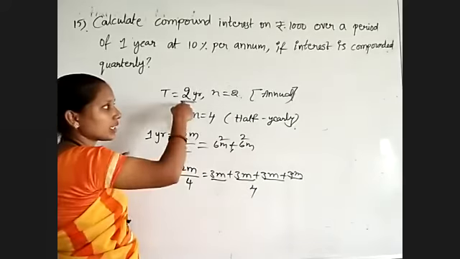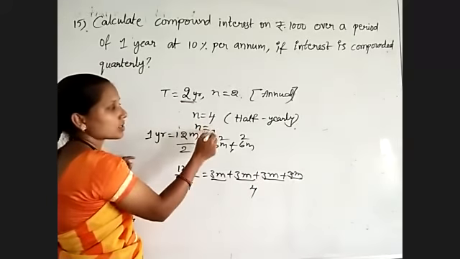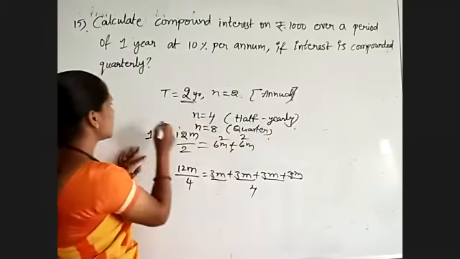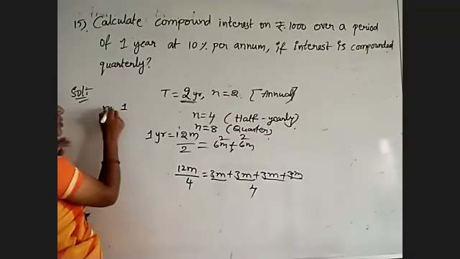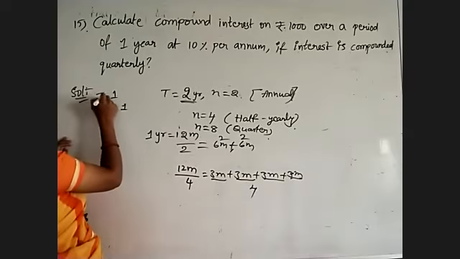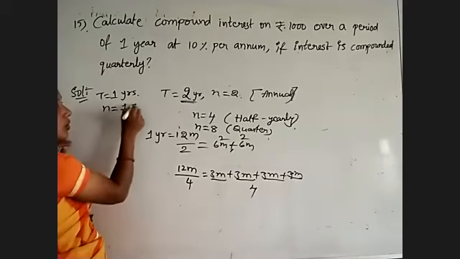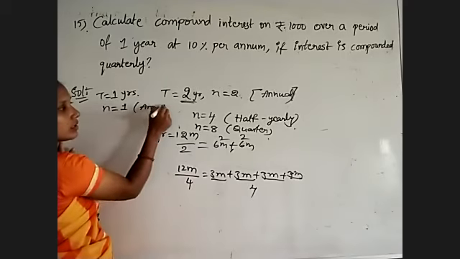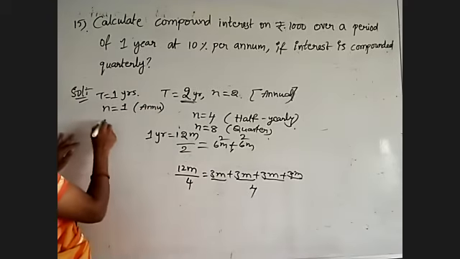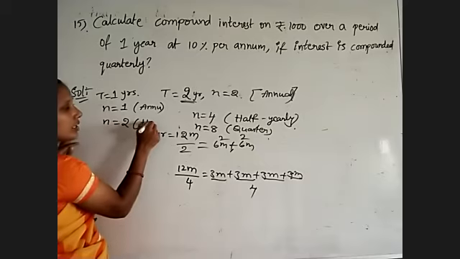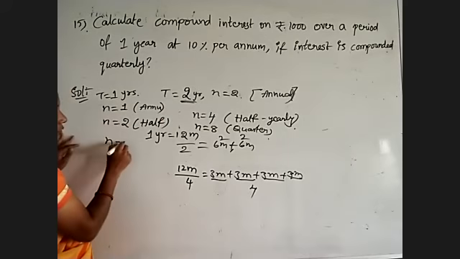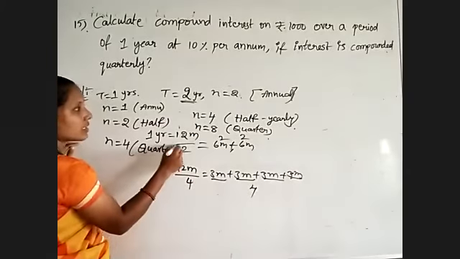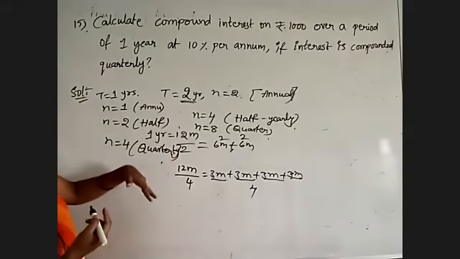If they give 2 years, then N will become 8 for quarterly. So remember this: for 1 year, N equals 1 only. When T equals 1 year, N equals 1 only when the amount is compounded annually. If they give half year, then N will become 2 for half year. N will become 4 for quarter. So remember this. And the rate of interest also, for annually, whatever they give, that one only will continue.